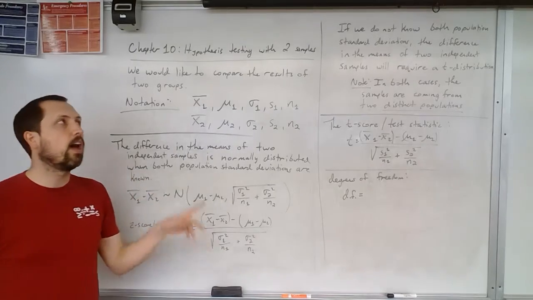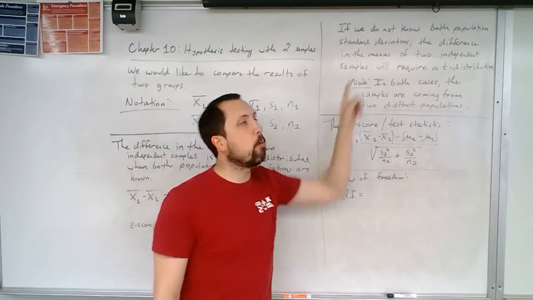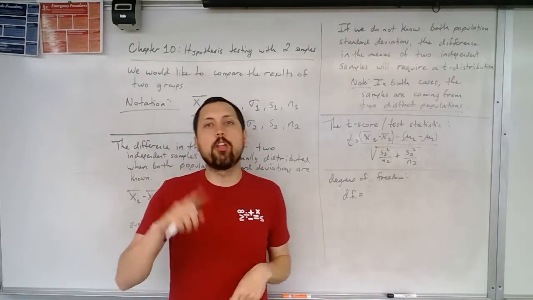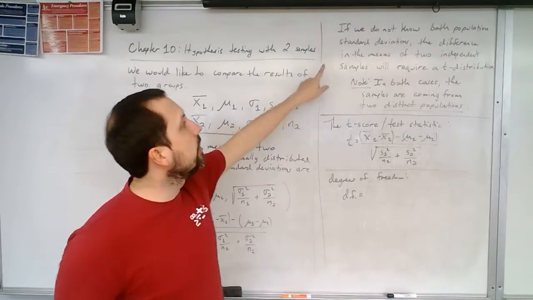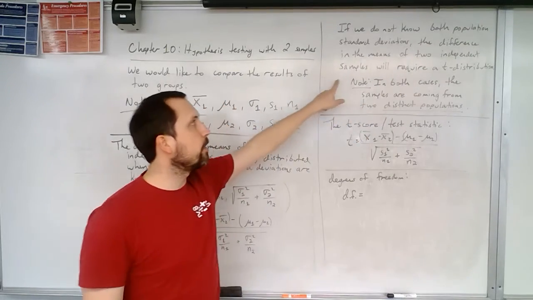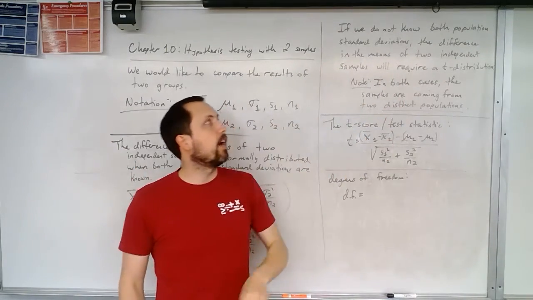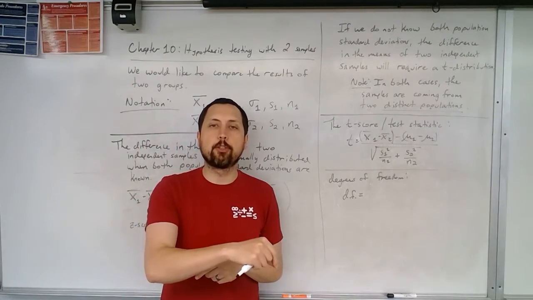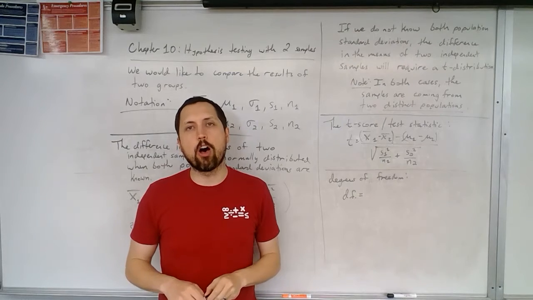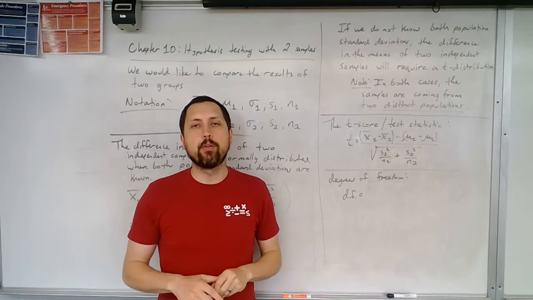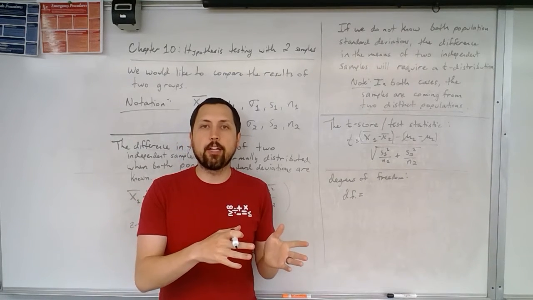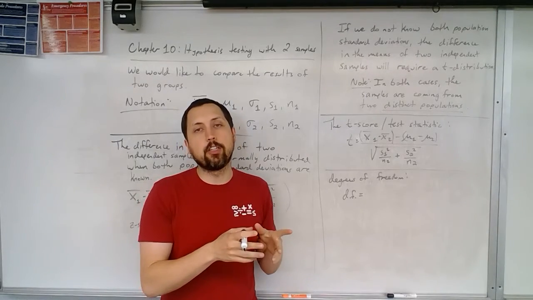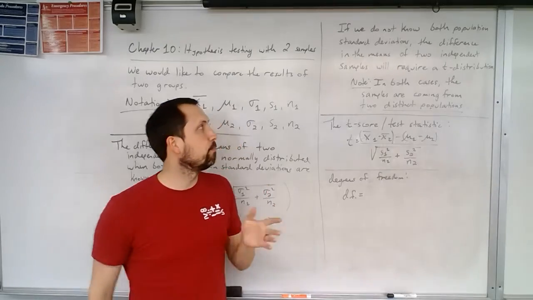We use this. However, if we don't know both population standard deviations, maybe both of them are unknown, or maybe one is known and one is unknown, the difference in the means of these two independent samples will require a t-distribution. So we do not have a normal distribution. We have to use our student t-distribution, which is exactly like what we saw before this last exam: known population standard deviation for means, we use these z's. If we have an unknown population standard deviation, we use these t's.